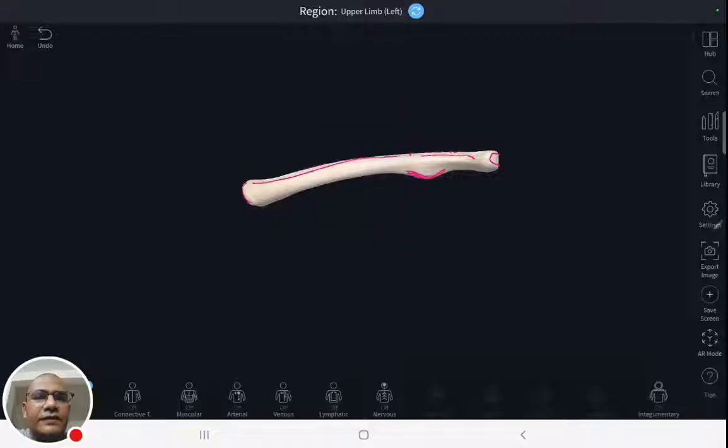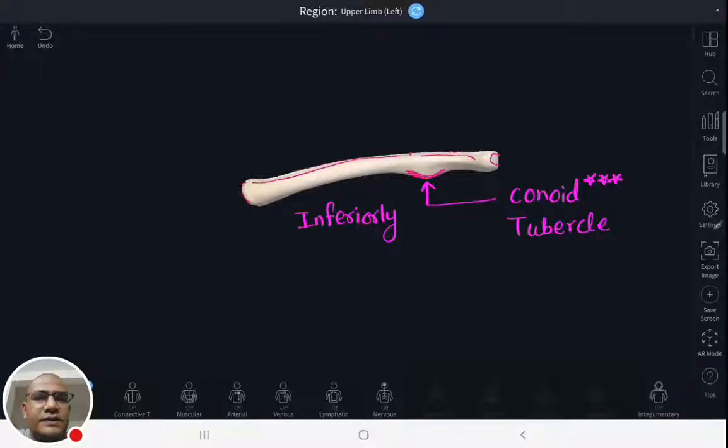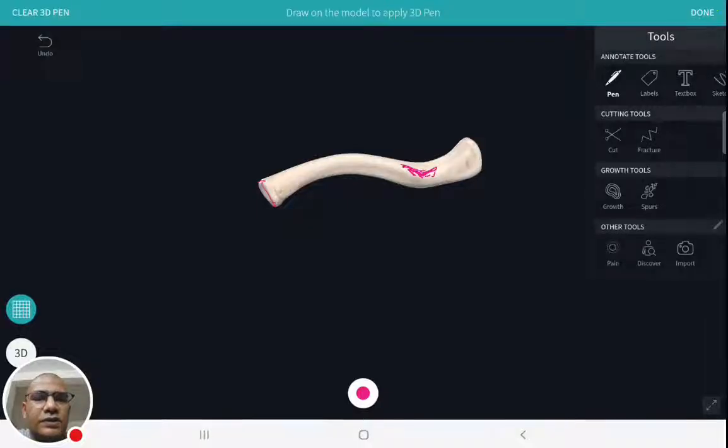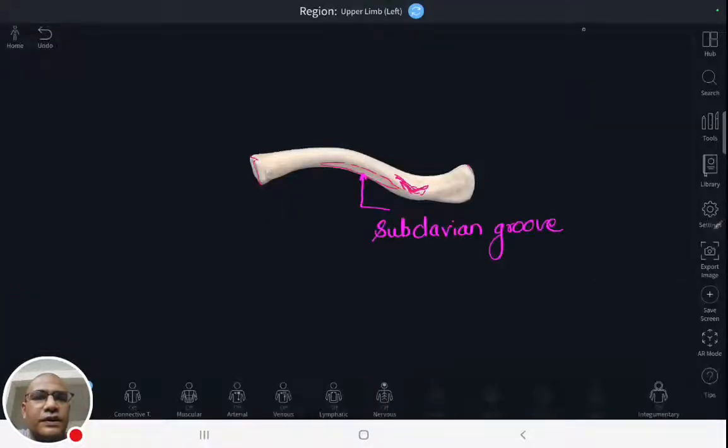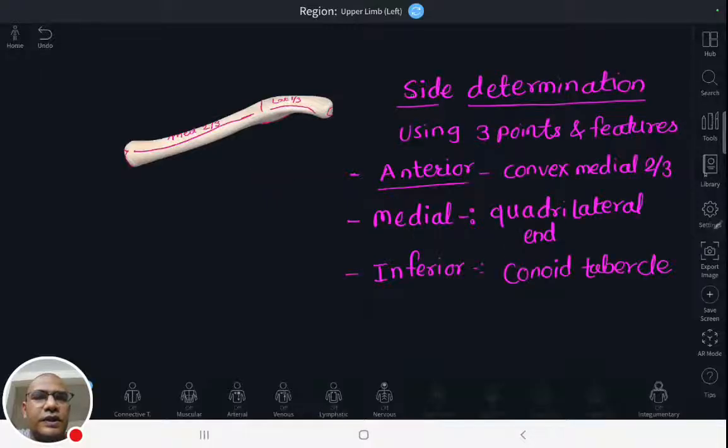Superior and inferior surface is determined by a prominent feature on the inferior surface, that is conoid tubercle. There are many features on the inferior surface like groove for the subclavius muscle or subclavian groove, but it is not easily seen in certain bones. So the constant feature that you will use to determine the superior and inferior is the conoid tubercle, present on the inferior surface.